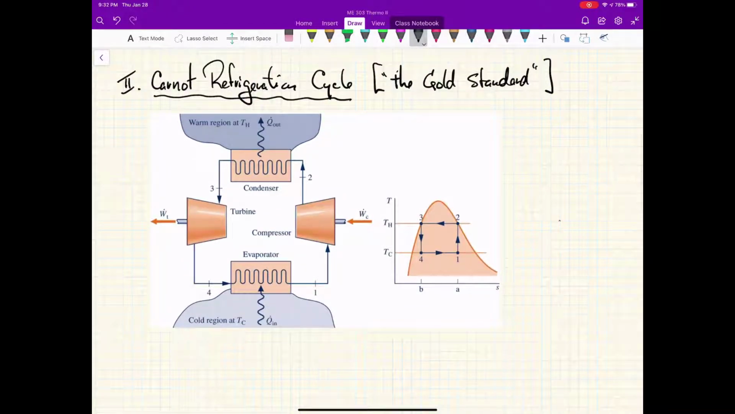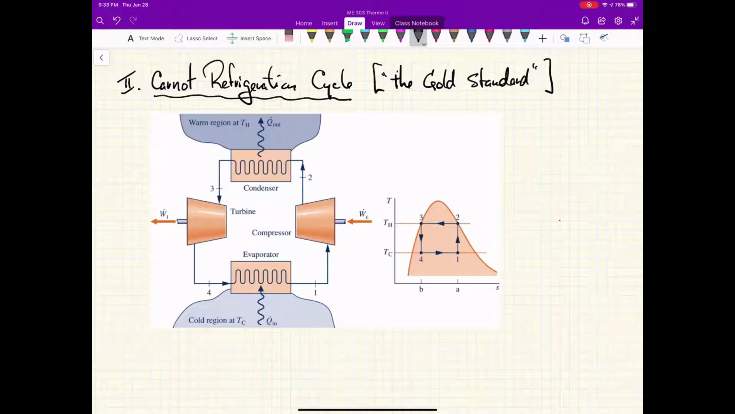The gold standard of all cycles from Mr. Carnot himself, Sadi Carnot. Great, very interesting life here. If you get your hands on his biography, it's a fascinating person. One of the giants of science, a very young person. He died young, but he did a lot in his short life.